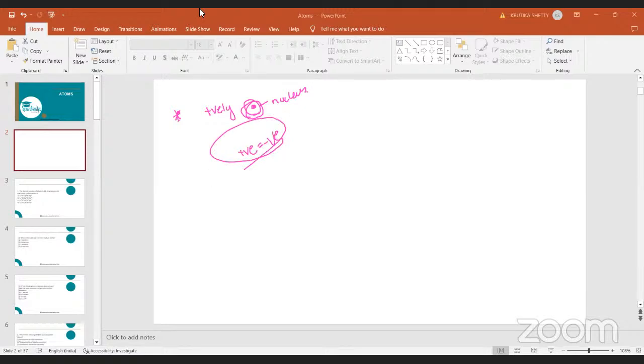So what is a positively charged, negatively charged and neutrally charged body here? If the number of positive charges is more, the body is positively charged. If there are more negative charges, then the body is said to be negatively charged. If the body has the same number of protons and electrons, then it is neutral in nature. Okay, so these are the postulates of Rutherford's model.